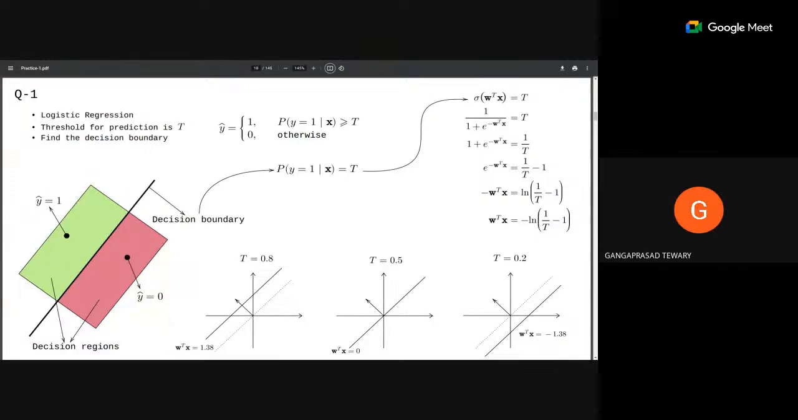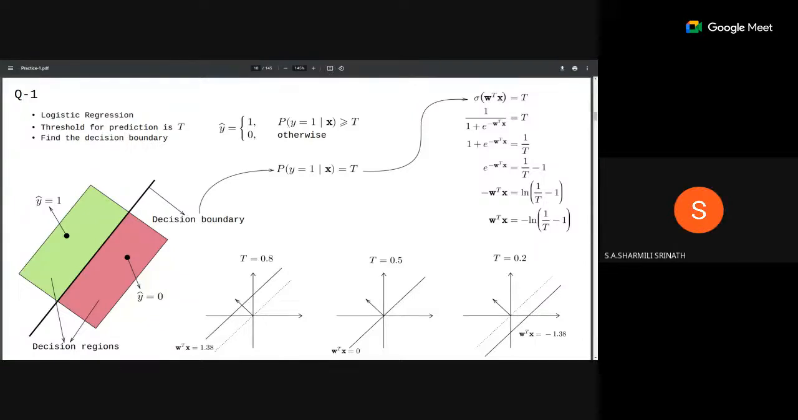Anyhow, we started with the question that if the point is exactly on the line, then we'll classify it as 1 only, right? Yeah, that is true. If the point is on the boundary, the prediction is 1 according to the convention that we follow. Thank you, sir.